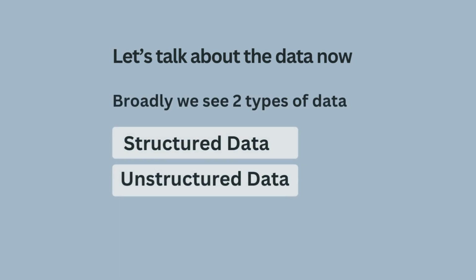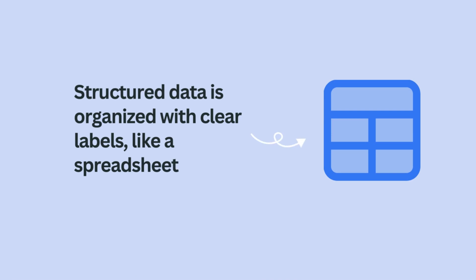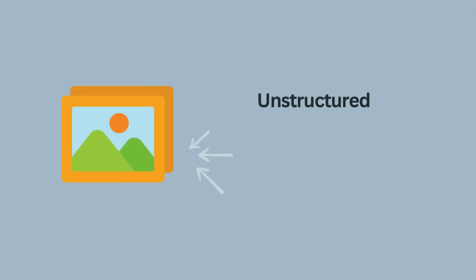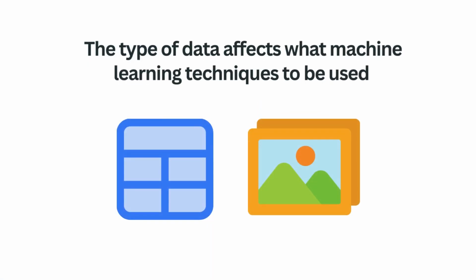Let's talk about the data now. We can classify data broadly into 2 types: structured and unstructured data. In simple terms, structured data is nothing but organized data with clear labels. A good example is a spreadsheet. Unstructured data is data with no predefined structure. A good example of unstructured data is images or text. The type of data, structured or unstructured, affects what machine learning techniques to be used.